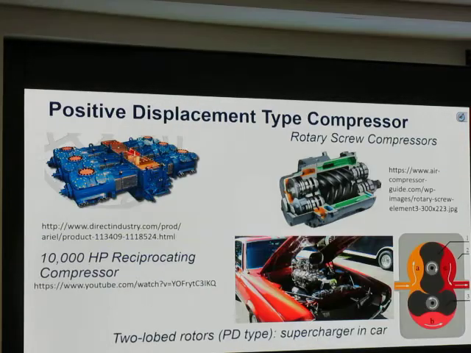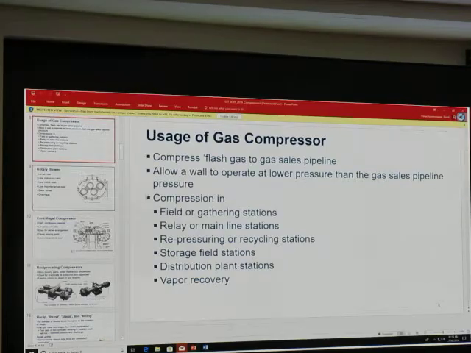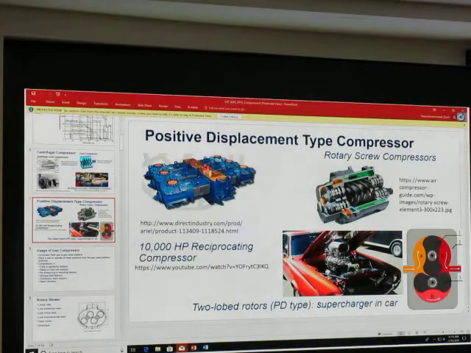Let's go back to the other video. We'll do more on that. So reciprocating compressor is positive displacement type. Okay, positive displacement type. So this is screw compressor, and that is supercharger.